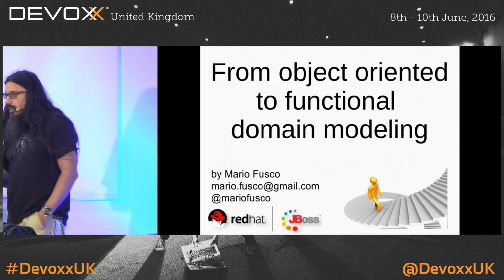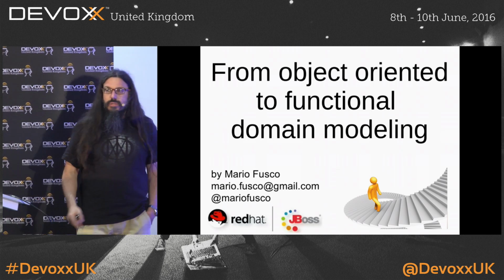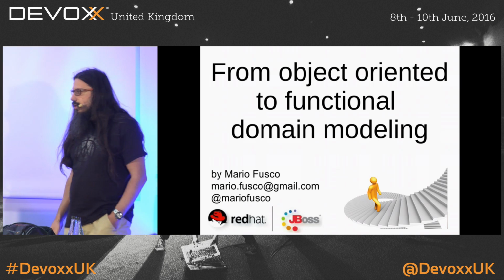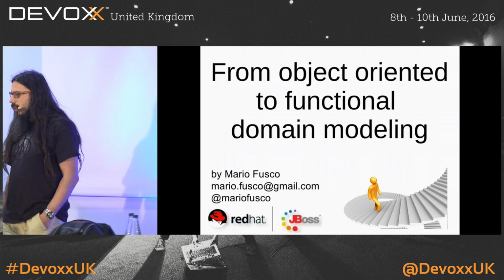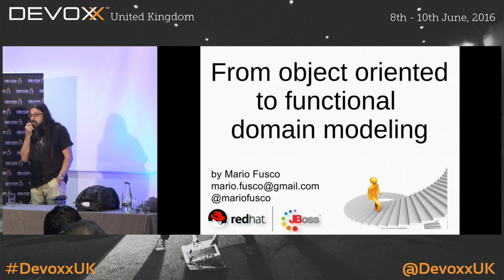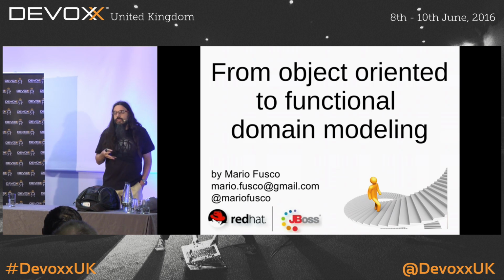My name is Mario Fusco, and I work for Red Hat. In particular, I work on the rules, that is the JBoss rule engine. Okay, but anyway, I'm here to speak about functional programming, of course, but hopefully from a quite different point of view.